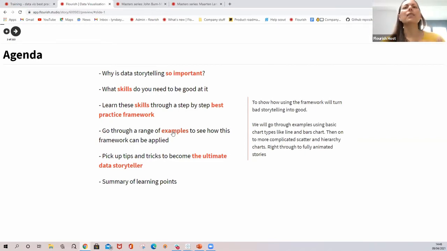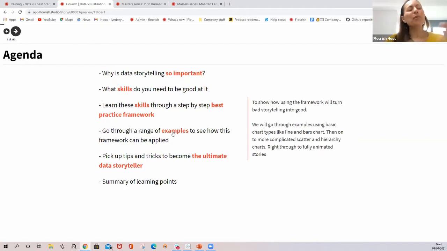And then in the second part of the examples, we'll go through more complicated chart types like scatter and hierarchy, where you can tell a richer story. And then lastly, we will bring this all together into fully animated stories, and how you can step a reader through something quite complicated, but make it much more easily understandable by using specifically the story editor in Flourish, which is what makes all this much easier to do using Flourish as a type of software.